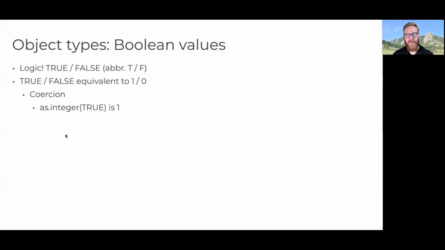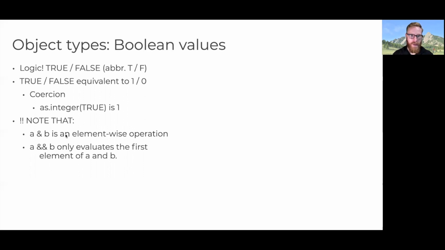So there are, of course, all of the Boolean operators that you would typically see with Boolean logic. So an ampersand will return true if both A and B are true. There's also a double ampersand operation that will only evaluate the first element, A, and if that is true, it will evaluate B. But if A is false, then the whole statement will be false, so it shortcuts and doesn't evaluate B.